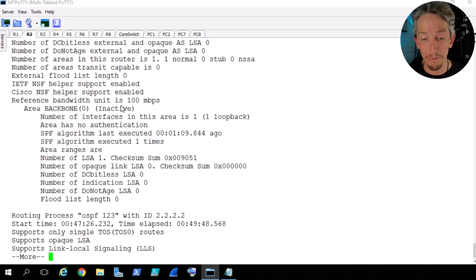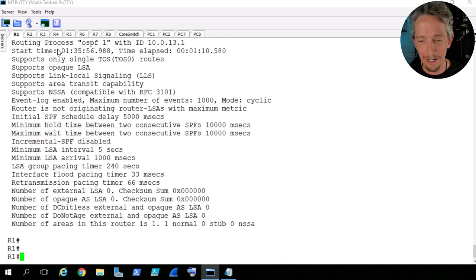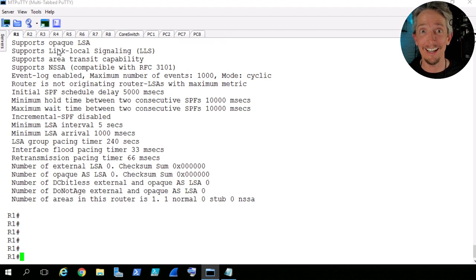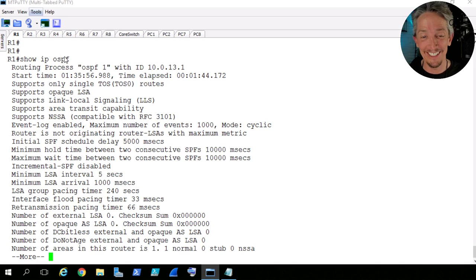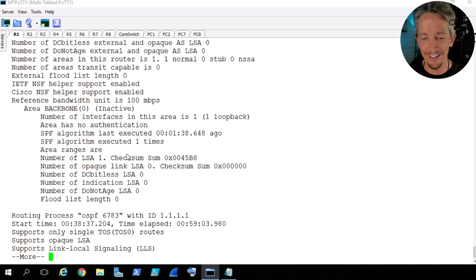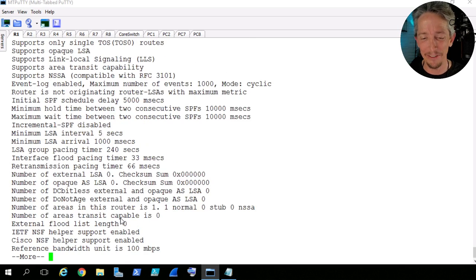Oh, wait. I think I'm running multiple processes. Yes. Oh, my gosh. So this is another proxy ARP nightmare. I mean, well, not nightmare. One of the feedback pieces I got a lot of comments on was, great to see you troubleshoot. And here we go again. I have multiple OSPF routing processes now running on these routers because I wasn't using one. Let's do a show IP OSPF and let's see what we have on R1. So we got 1, that's because we just put it there. And we have 6783 that I put there earlier.